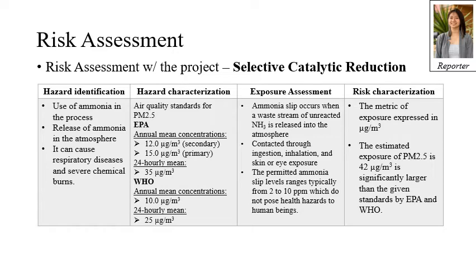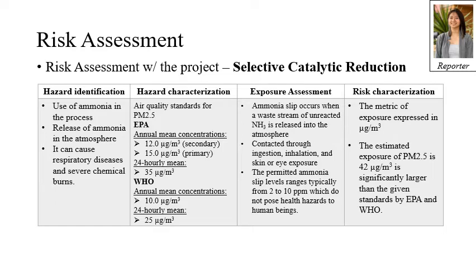For the exposure assessment, ammonia can be inhaled, ingested, or absorbed through skin. Ingestion is the most common cause of burns and severe pain in the mouth, throat, esophagus, and stomach. The high concentration of PM2.5 increases the risk of respiratory diseases, including pneumonia. Because ammonia is lighter than air, it does not stay in low-lying areas.